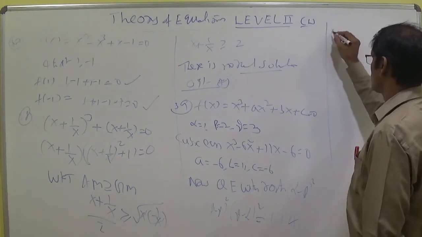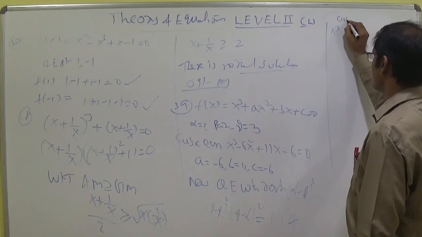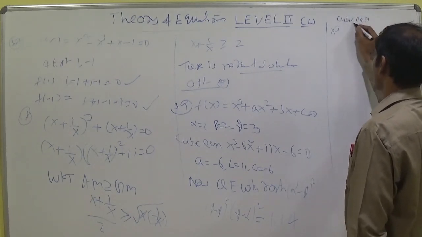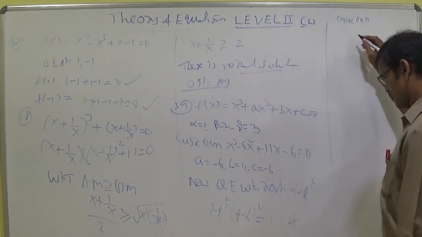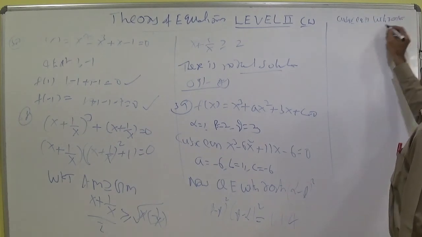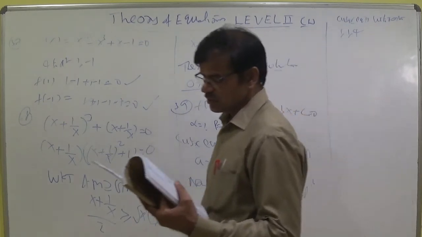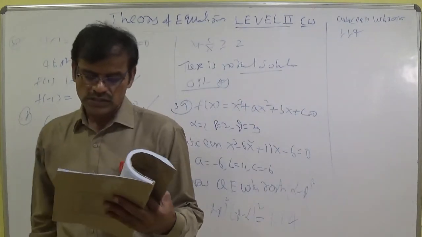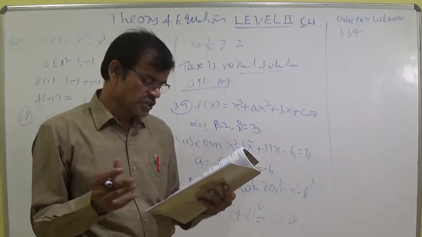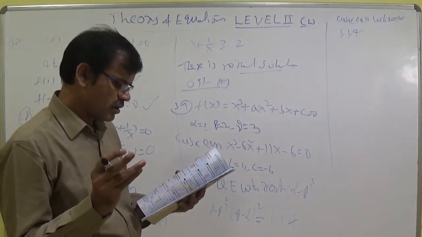Now you can write the cubic equation with roots 1 comma 1 comma 4. That is what he is asking. The roots are such that at least 2 of them are real, of course. Here real and distinct you can write, and otherwise at least 2 of them are real.